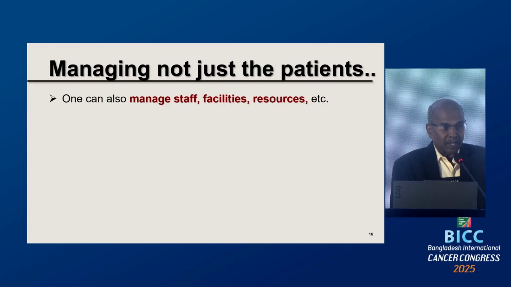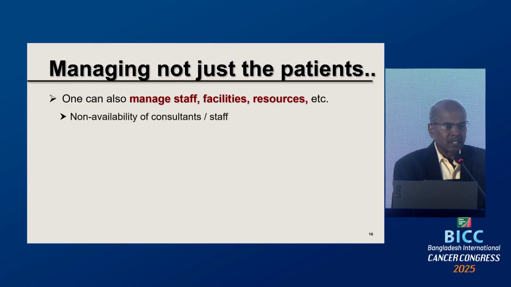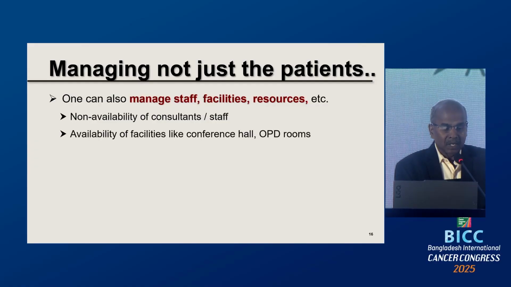Not only will you be able to manage patients, but in addition to the patients, you will be able to manage the staff, facilities, and resources. Anything you want to know, you can get from the radiation oncology information system. For example, non-availability of the consultants or of the physicists or of the technologists, you will be able to incorporate into this. Availability of facilities, like a conference room that is shared between multiple departments. You can put it into the system, and everything becomes manageable using this ROIS.